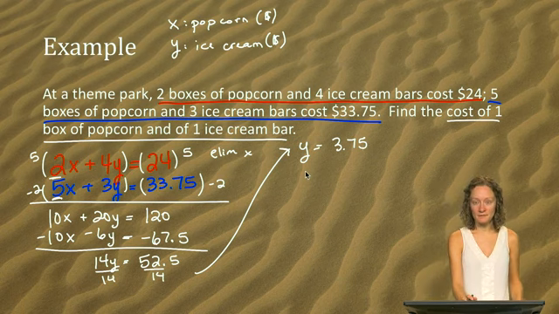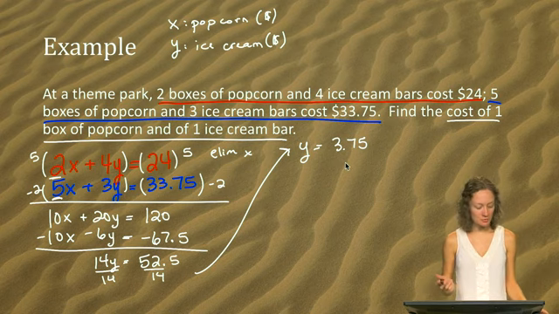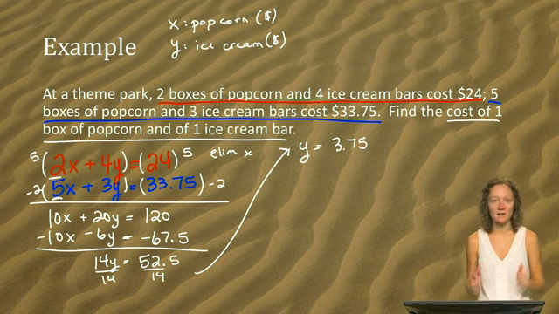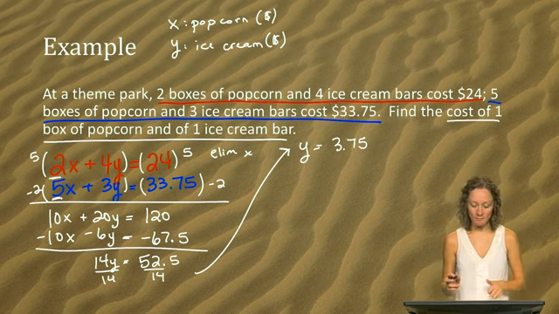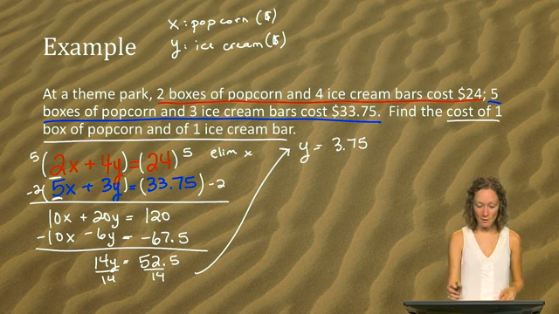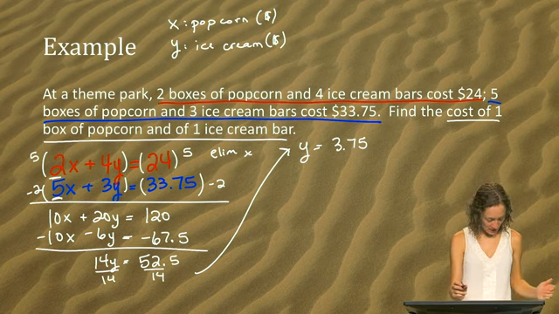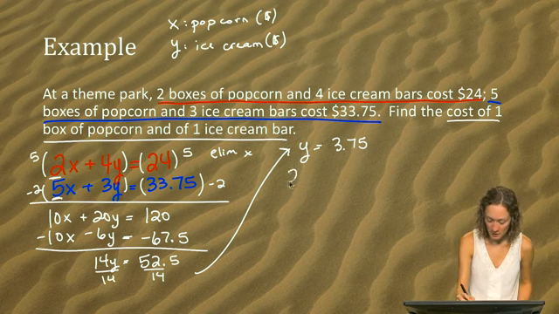What does y represent? The cost of ice cream. Is that possible? Yeah, decimals aren't always great, but when we're talking about money and it comes out to $3.75, definitely reasonable and possible. Okay, so we want both. We have y. Let's also find x, our cost of popcorn. So go back and plug in anywhere along the way. I'll just go with the first one.